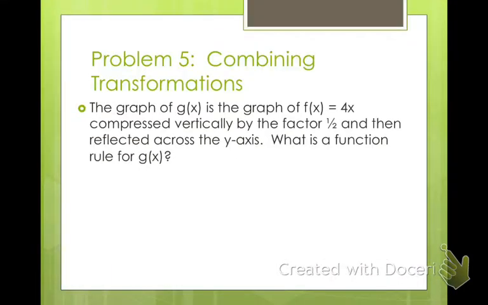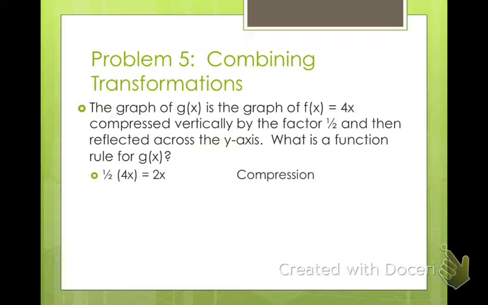So let's combine some transformations. So we have g of x is the graph of f of x. So our parent function is 4x. We're going to compress it vertically by 1/2 and then reflect it across the y-axis. So the first thing we're going to do is that compression. So we'll just take 1/2 of 4x. Well, 1/2 of 4x is 2x. Now we need to reflect that across the y-axis.